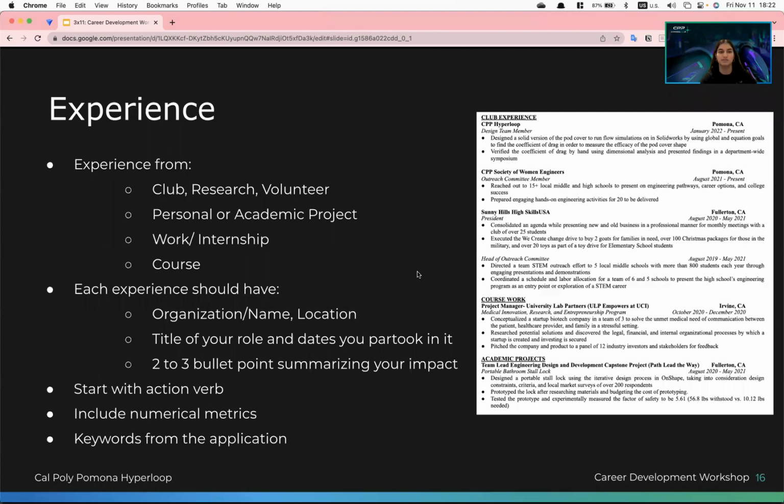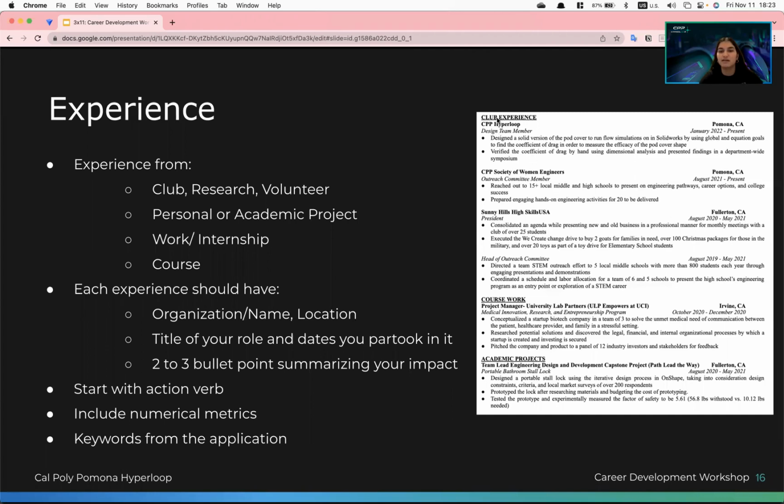For the experience section, which is the biggest section of your resume, your experience can come from quite a few places. It could be from clubs, a research assistant role, a volunteer role. Personal projects are acceptable. Academic projects, such as if you were working on a class project. Work would just be a job, and internship is also a job, but you can classify them separately in sections. And then course is just if you've taken, maybe, online courses, or an actual course that you took at school.